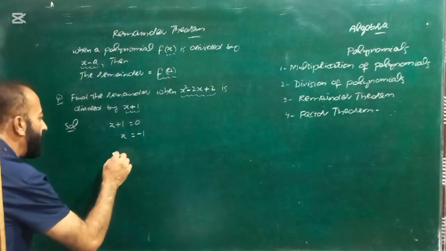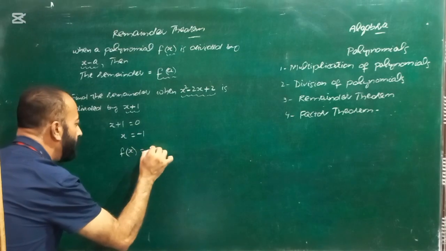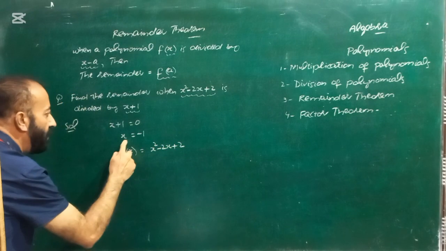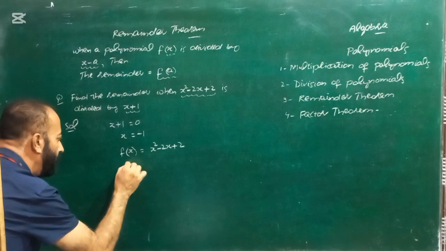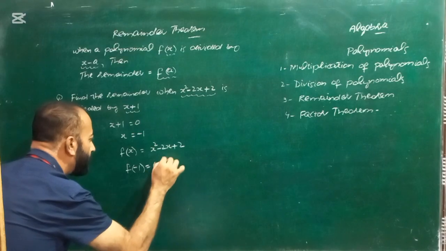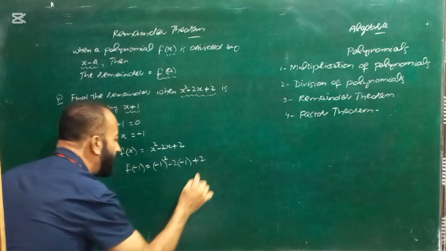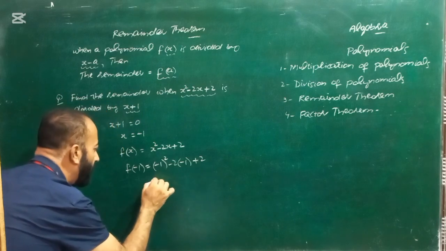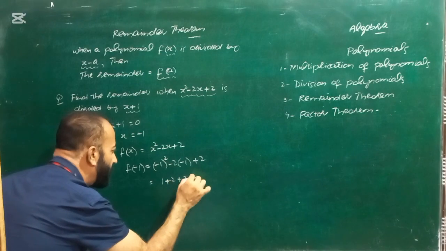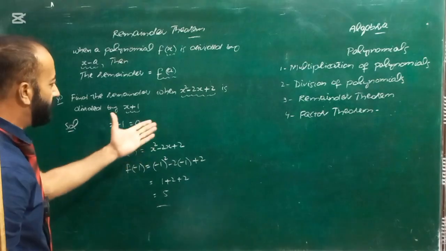So look now, f of x is equal to x square minus 2x plus 2. Now you will put the value of x into the expression. So f of -1 will be equal to (-1) square minus 2 into -1, and plus 2 is still there. So from here, plus 1 plus 2, and this plus 2 is still there. So this will make 5. So 5 is the remainder.